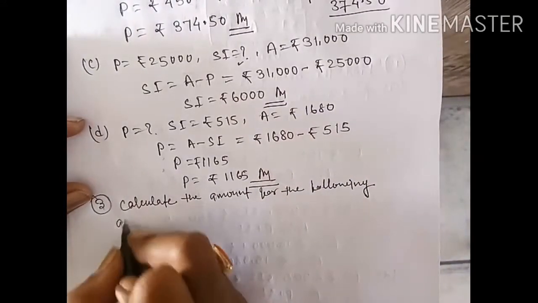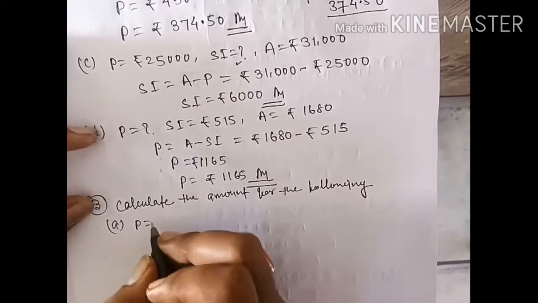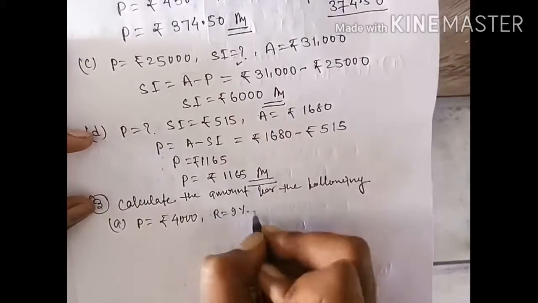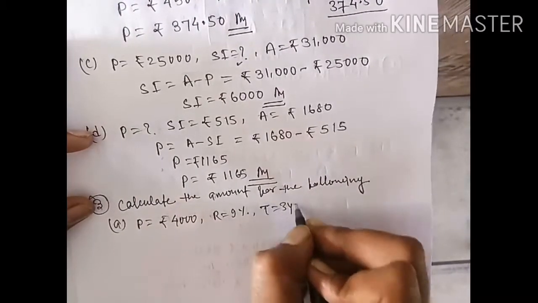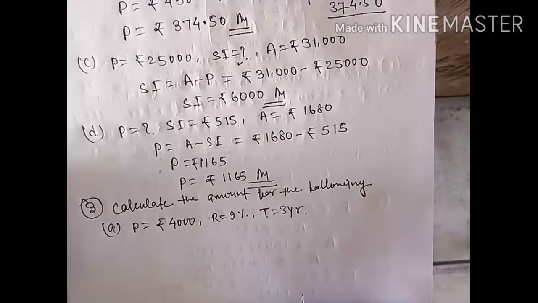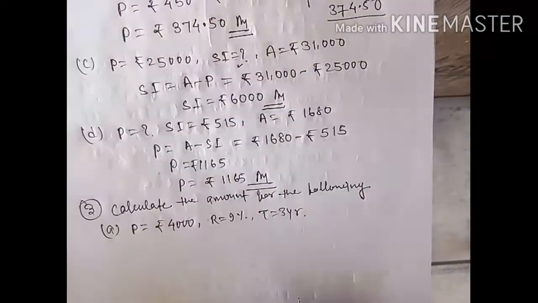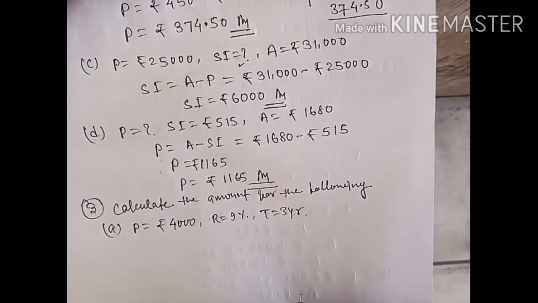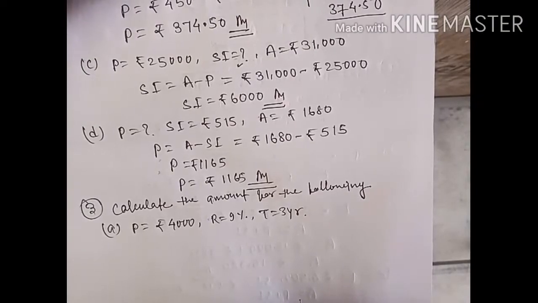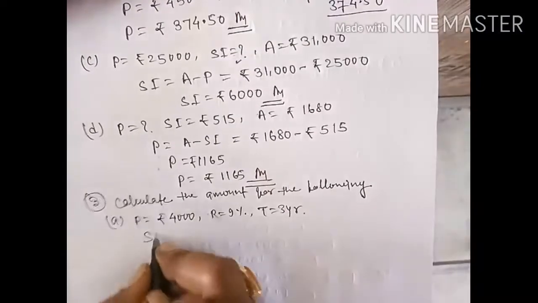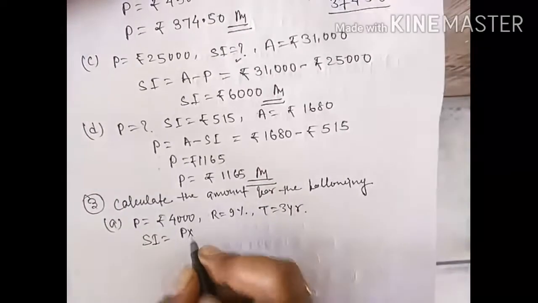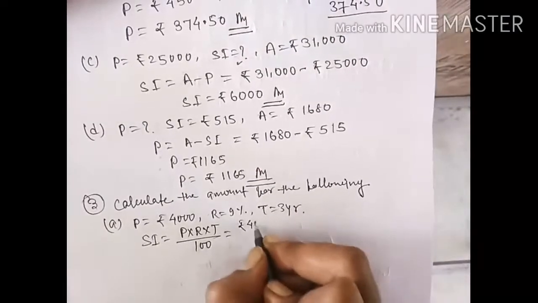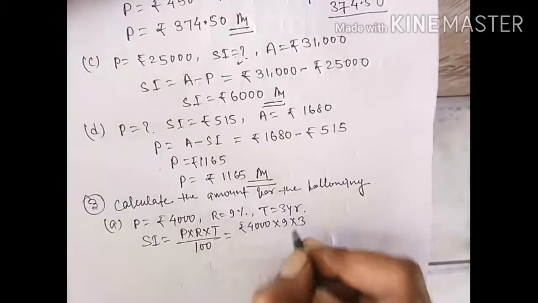तो पहला क्वेश्चन क्या है? Here what is given? P is equal to rupees 4,000, R is equal to 9%, T is equal to 3 year. Here you have to find amount, but before finding amount you need simple interest. So first we have to find simple interest, then you can find amount. So first we find simple interest, and we know that the formula for simple interest is P into R into T by 100. Here P is rupees 4,000, R is 9%, T is 3 year.